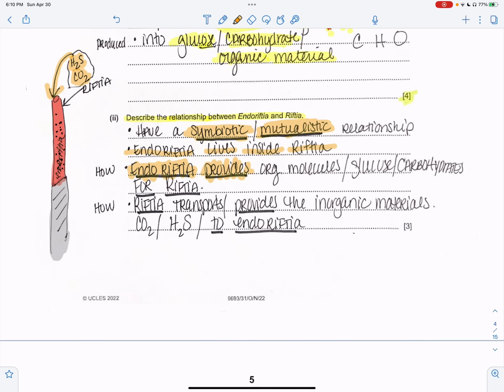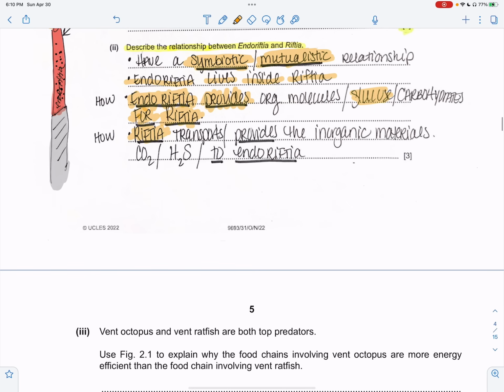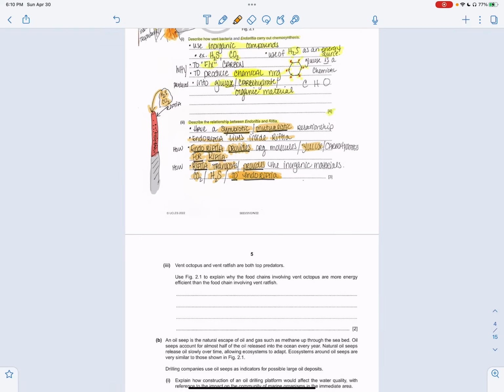Endoriftia provides organic molecules or organic material, like glucose or carbohydrates, for the riftia tube worm. This is how it gets its energy. And then how do they do this? So riftia, the tube worm, transports or absorbs and then provides the inorganic molecules like carbon dioxide and hydrogen sulfide to endoriftia, the producer bacteria. It is chemosynthetic bacteria that lives inside of it.